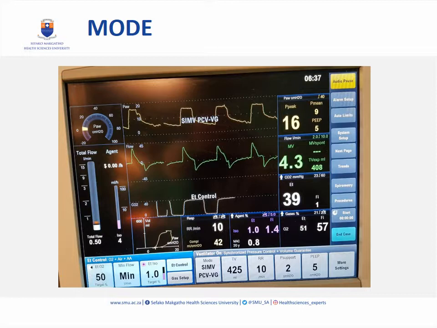Okay. Now SIMV can be either volume controlled or pressure controlled, or as in this example, PCV volume guarantee. The only difference is that the machine will wait to see if the patient wants to take a breath and then just synchronize the patient's breath with the mandatory breaths. Right. Let's look at another.